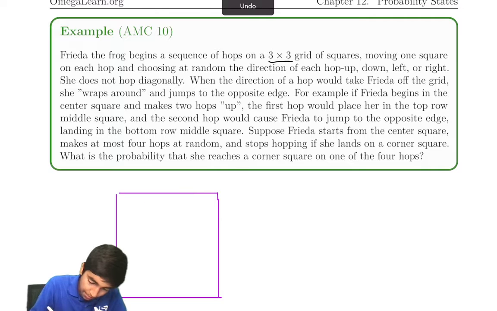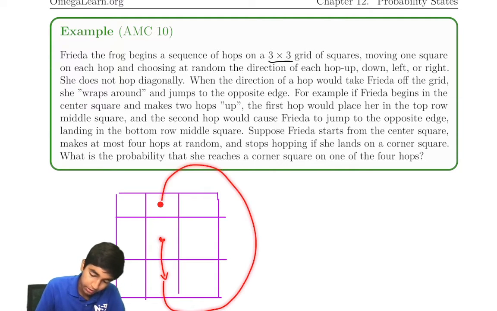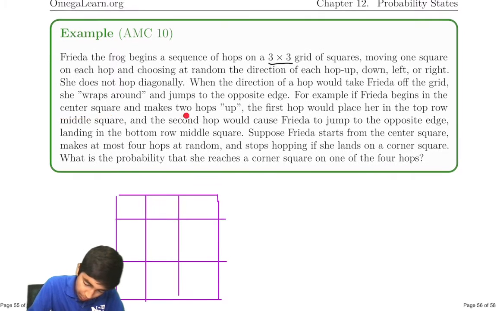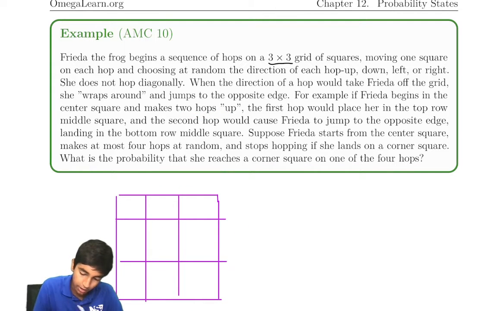So essentially what that means is that if we hit an edge, let's say right here, we go down, then we go down again, we wrap around to the top edge, as I mentioned here. For the center, we begin with the center square and make 2 hops up. The first hop would go here, the second hop would wrap around. That's true the other way as well, and we'll jump to the opposite edge, as I mentioned.